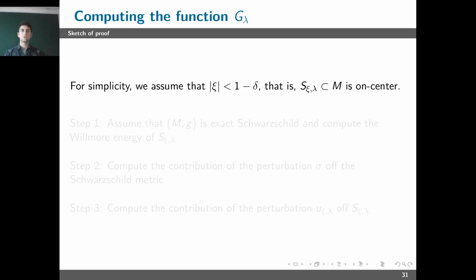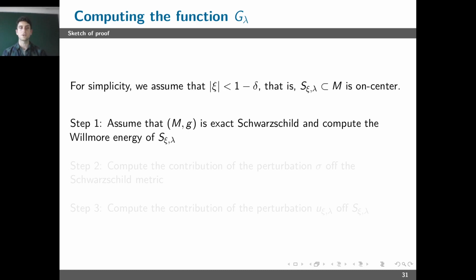Okay, so how do we prove this lemma? So we're going to assume that |psi| is less than 1 minus delta, so that the surface is on center. And then we argue in 3 steps. So first, we suppose that (M, g) is exact Schwarzschild, and we compute the Willmore energy over the sphere Sigma_{psi,lambda}. So this is a bit tedious, but just a direct computation.